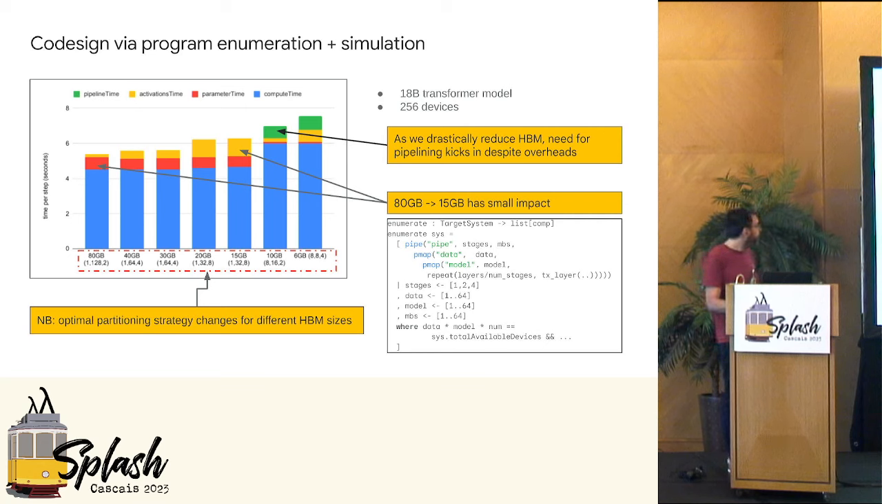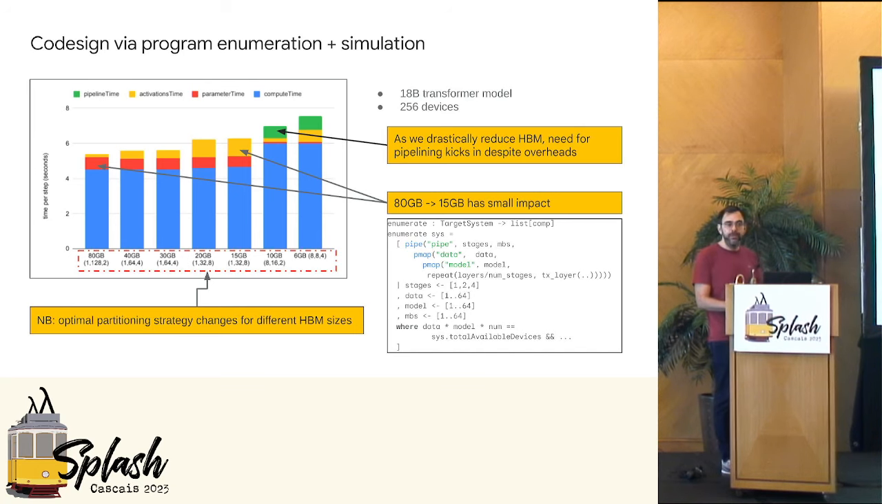The important thing to notice here, with the two arrows, is that if you go from 80 to 15, there is an impact, a moderate or small impact to throughput. The interesting thing to notice is that this first column has a different optimal parallelism strategy than this column here. So you change your parallelization strategy a little bit, and then you mitigate the effects of cutting the cost from a system.